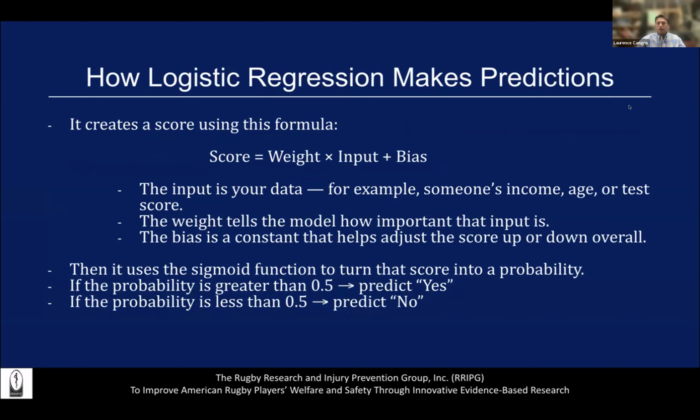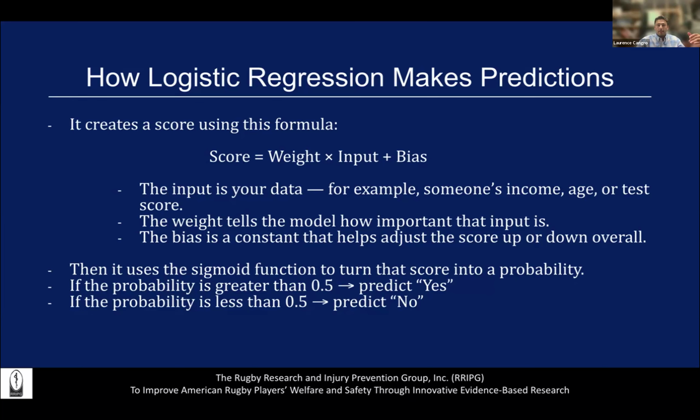So how does logistic regression make predictions? It creates a score using this formula you see below. Score equals weight times input plus bias. Your input is going to be your data, so someone's income, their age, test score. And then the weight and bias are going to be something calculated by a computer. The weight is going to be how important an input is, and the bias is going to be a constant that will adjust the score up and down.